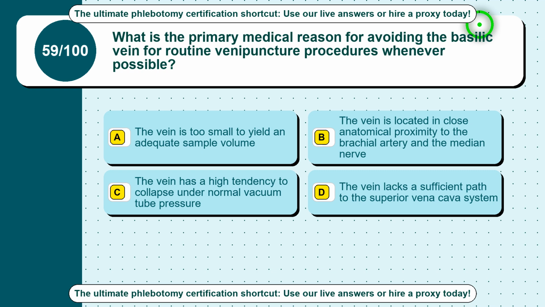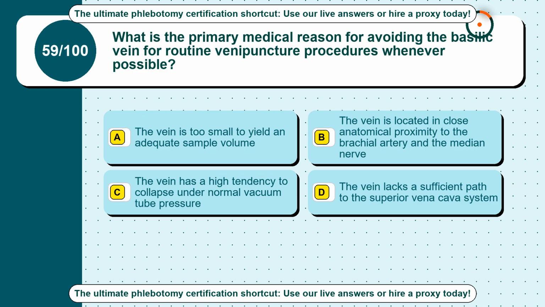Question 59. What is the primary medical reason for avoiding the basilic vein for routine venipuncture procedures whenever possible? Option A. The vein is too small to yield an adequate sample volume. Option B. The vein is located in close anatomical proximity to the brachial artery and the median nerve. Option C. The vein has a high tendency to collapse under normal vacuum tube pressure.